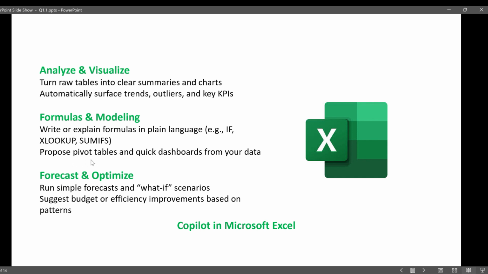It can also suggest a pivot table or dashboard. You can see the data from different perspectives instantly. And finally, Copilot can also support forecasting or optimizations. You can run what-if scenarios such as, "What happens if our cost increases by 10%?" Copilot will analyze the patterns and propose a budget adjustment or efficiency improvement to help you make data-driven decisions.